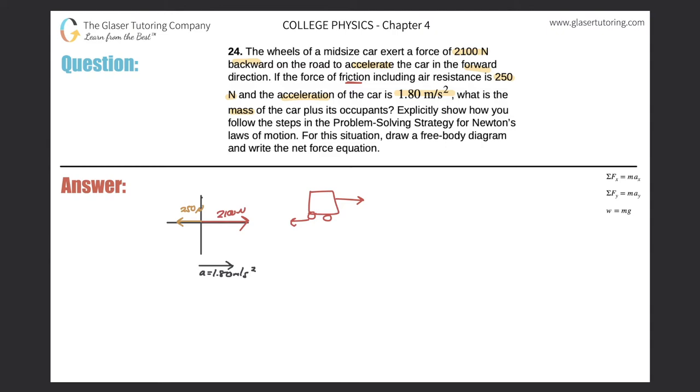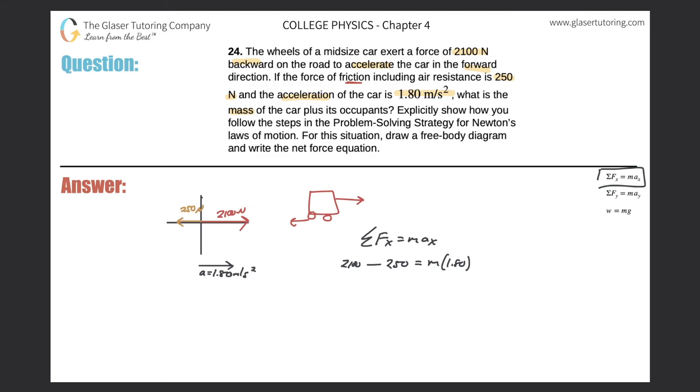I'm considering this in the x direction, so let's use the sum of the forces in the x direction, which should equal the combined mass of everything multiplied by the acceleration in that x direction. What are the forces in the x direction? We have the 2100 newton force that the road is applying to the car, and then the air resistance that the air is applying to the car. That value is negative, because in the picture, one force points in the positive x and this one points in the negative x. So that should be minus 250, and that should equal the total mass of the car plus all of its occupants, because that's the thing that is accelerating, multiplied by its acceleration of 1.80.